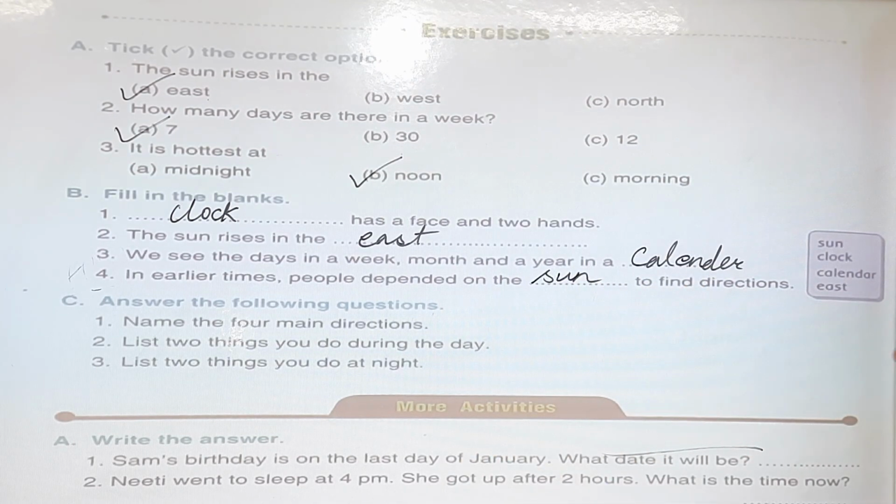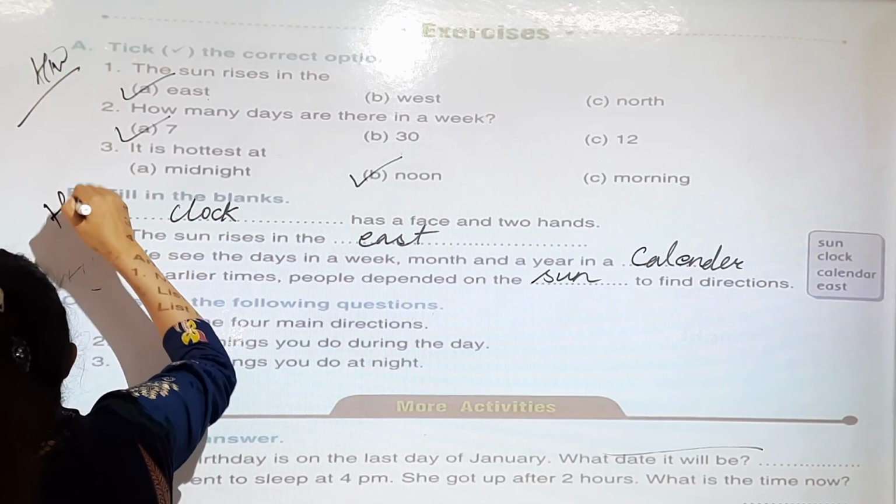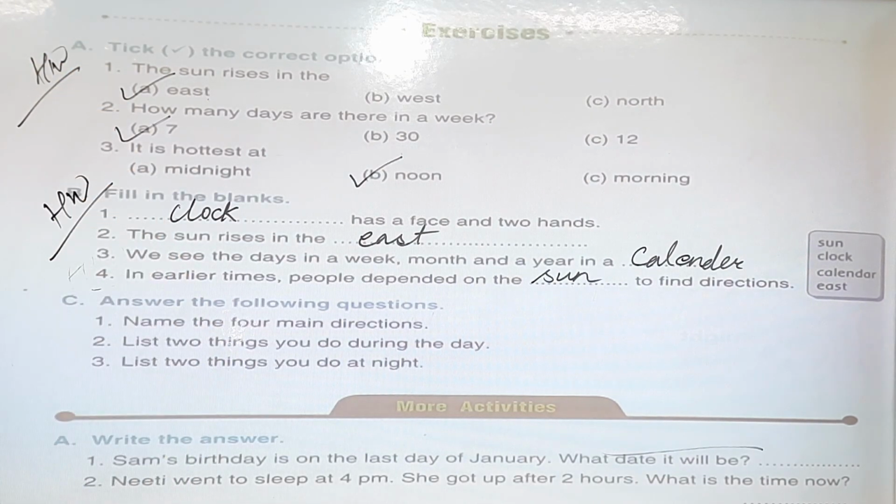You can do this in your copy. Exercise A, exercise B. This is your homework. Whenever school reopens, we will do exercise C and exercise A.